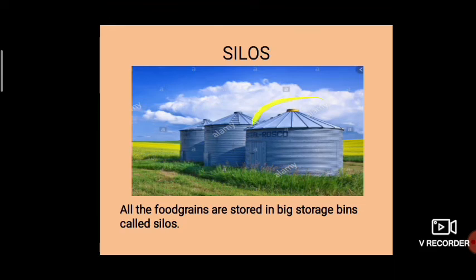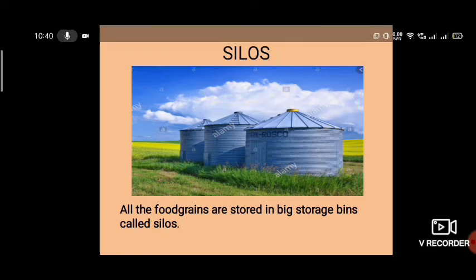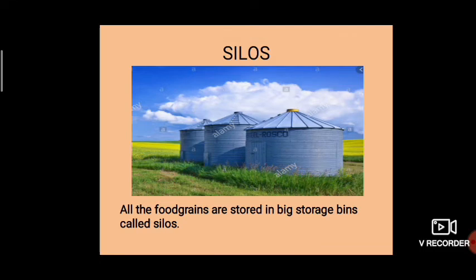Where they store the production is called silos. Right now people use a word like godam also. But in prairies it is known as silos, where they are storing their production. So what is silos? All the food grains are stored in the big storage bins. They are known as silos.